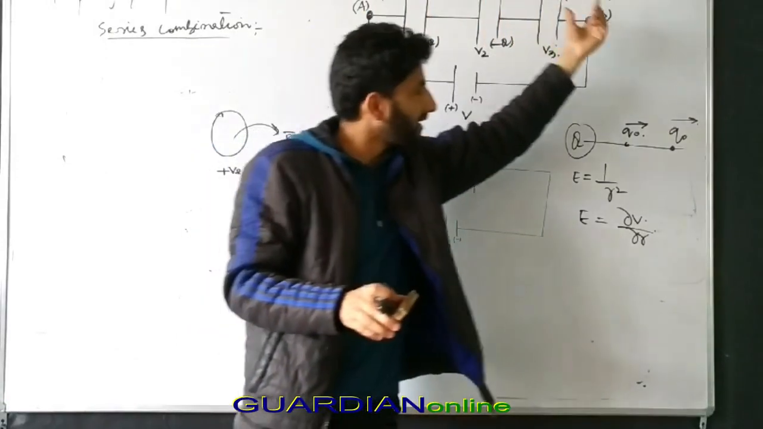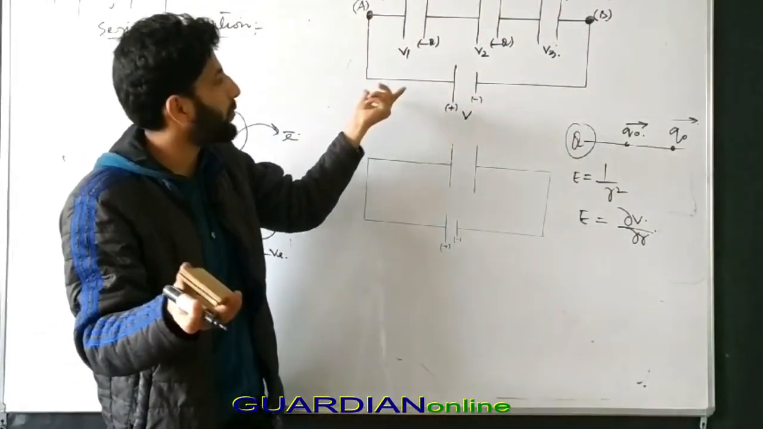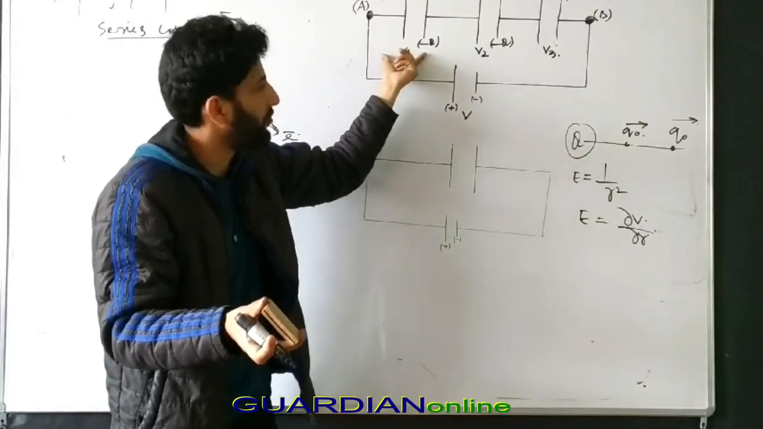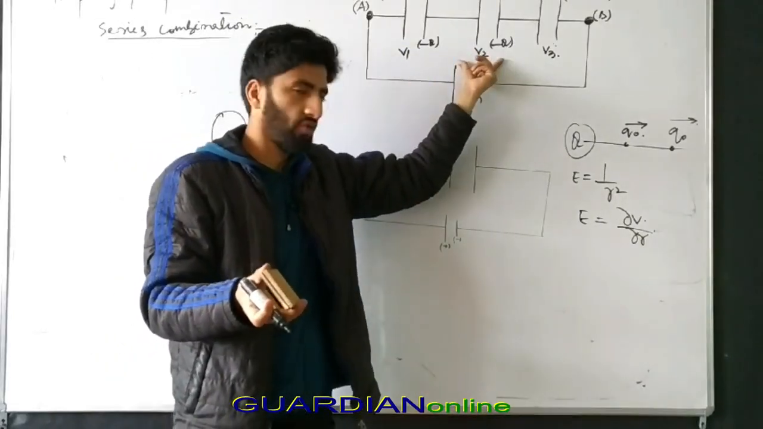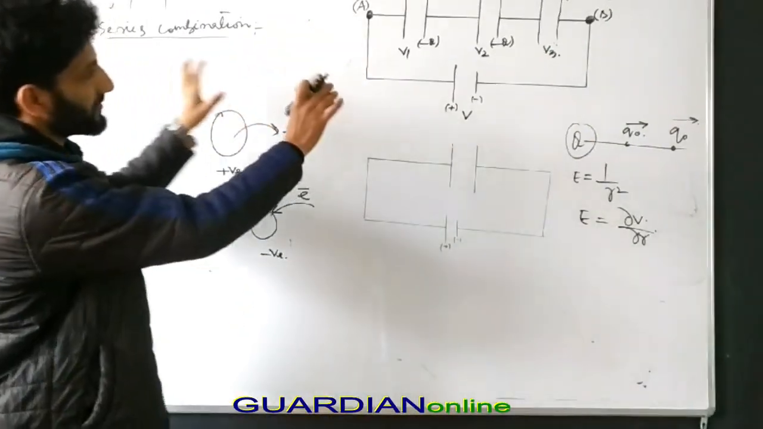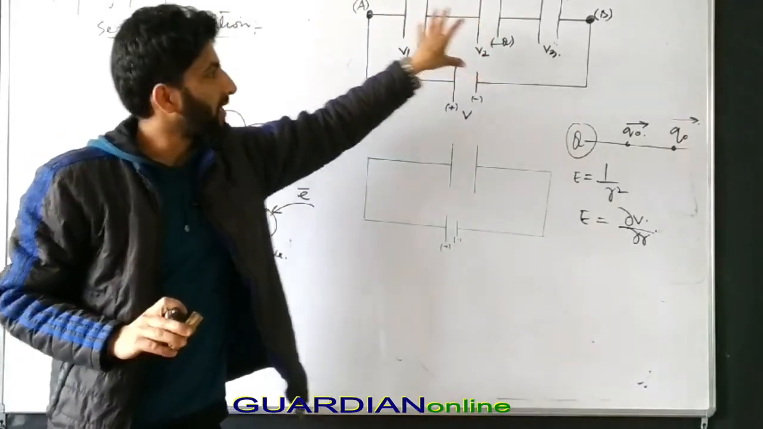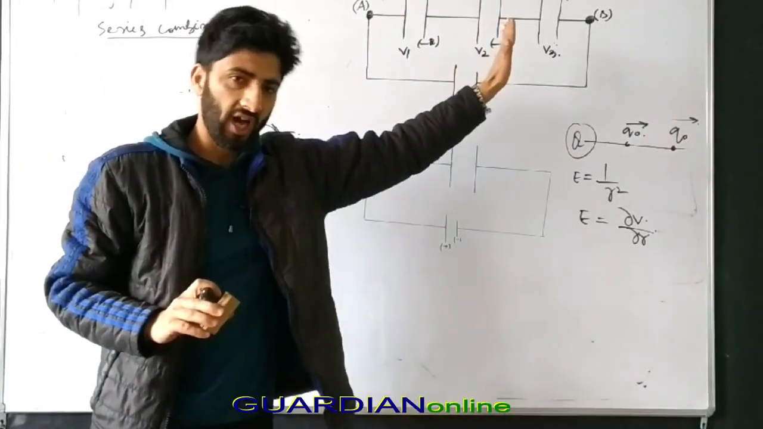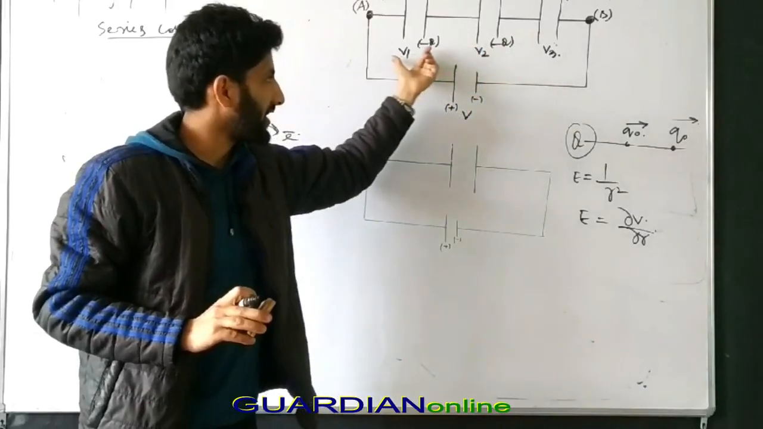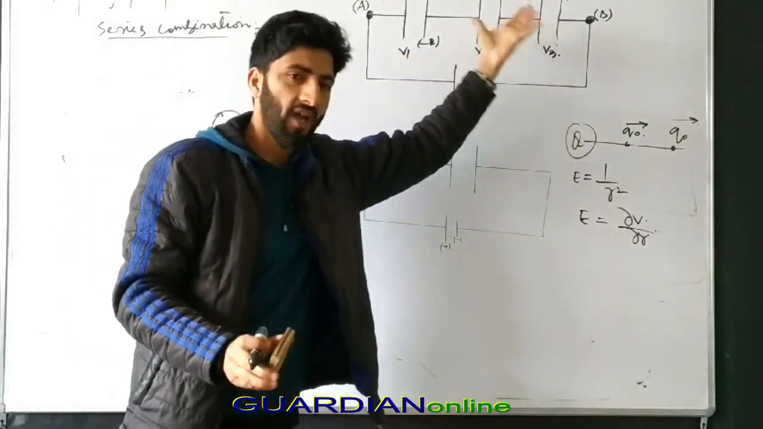Because as you go from this point to this point, there is a simple potential drop across each capacitor. Let us say capacitor 1 has potential drop V1, capacitor 2 has V2, and capacitor 3 has V3. Now, what combination is this? It is a series arrangement, so the same charge flows, the same charge on each, but the potential drops across the individual capacitors are V1, V2, and V3.